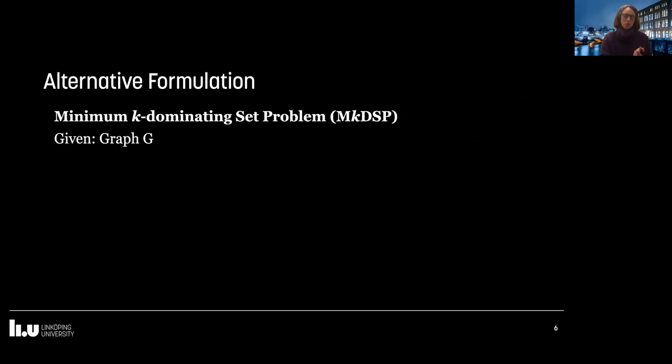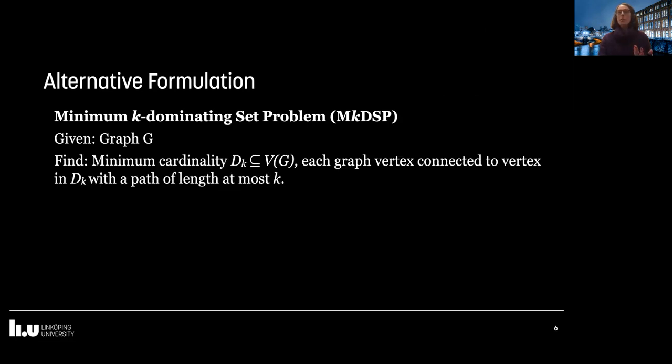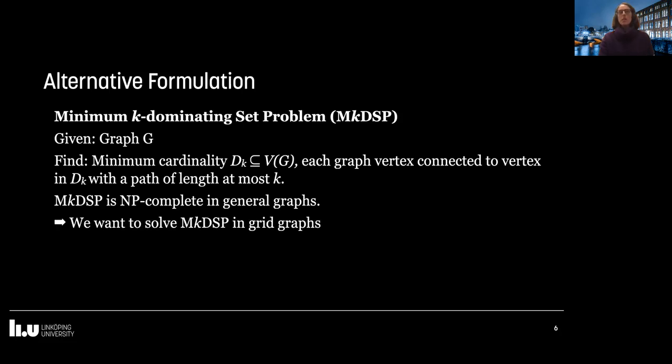If you remember the title of my talk, there's actually an alternative formulation of this problem, in terms of minimum K-dominating sets. For the minimum K-dominating set problem, we're given a graph, and we want to find a minimum cardinality set D_K, which is a subset of the vertices, so that each vertex in the graph is connected to a vertex in the subset D_K with a path of length at most K. The minimum K-dominating set problem is NP-complete in general graphs. Here we're interested in the problem in grid graphs, because as you remember, that's the dual of a polyomino.